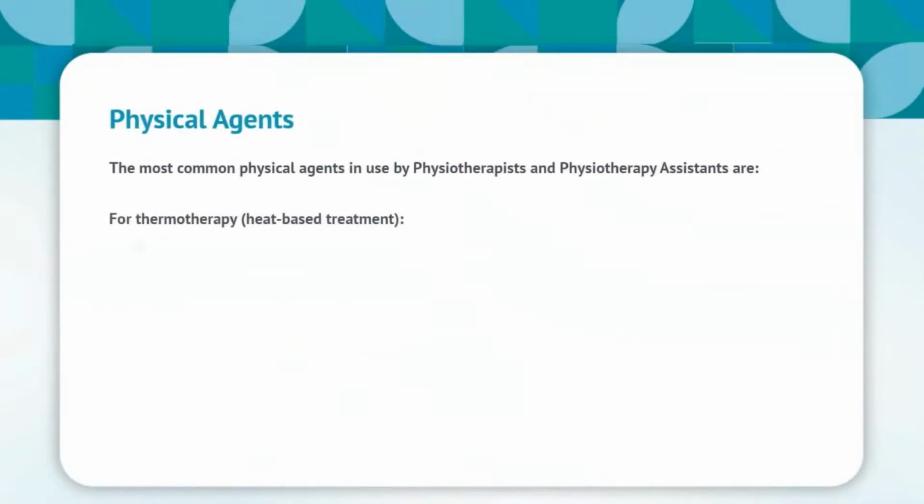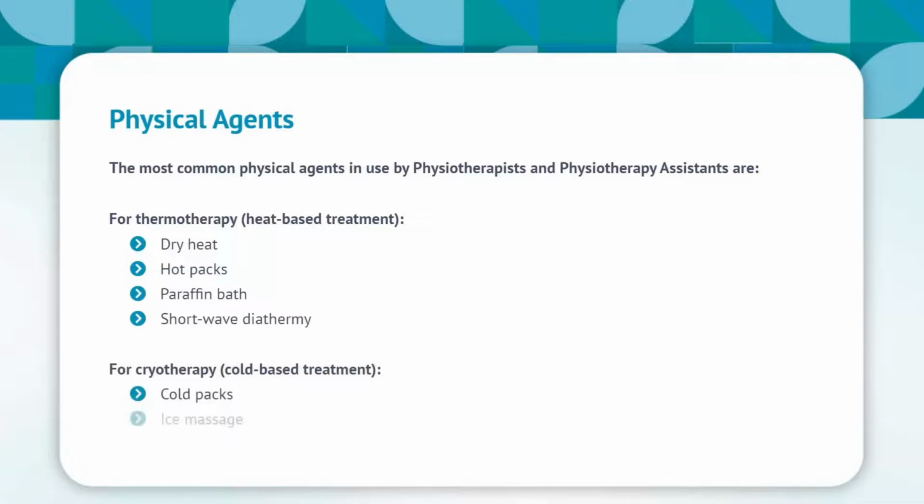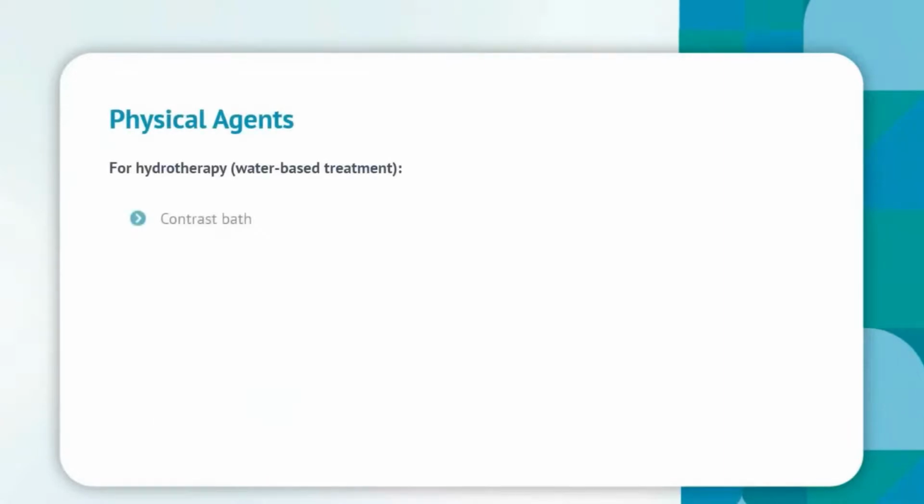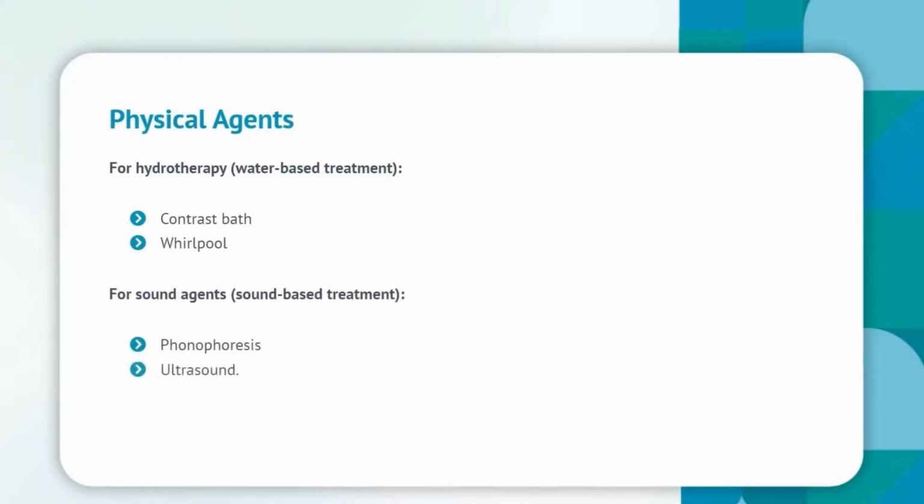The most common physical agents in use by physiotherapists and physiotherapy assistants are: for thermotherapy, heat-based treatment, dry heat, hot packs, paraffin bath, short-wave diathermy; for cryotherapy, cold-based treatment, cold packs, ice massage, vapor coolant spray; for hydrotherapy, water-based treatment, contrast bath, whirlpool; for sound agents, sound-based treatment, phonophoresis, ultrasound.